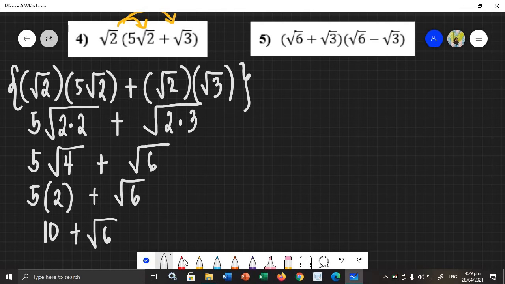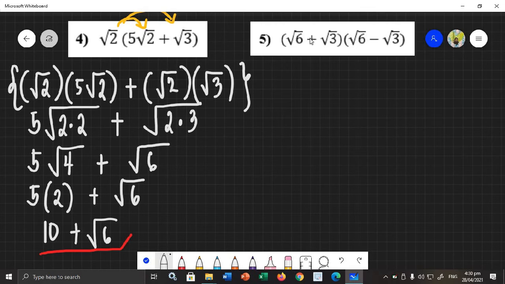No? 10 is a constant and square root of 6 is a radical. Therefore, this is now your product. So, we have 10 plus square root of 6. And then for our next example, what will happen here is you just need to use the shortcut method.